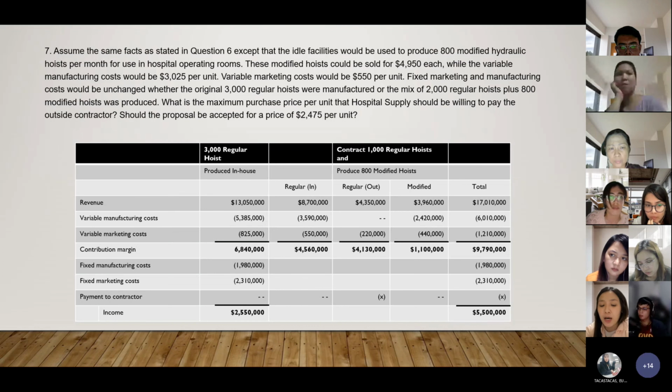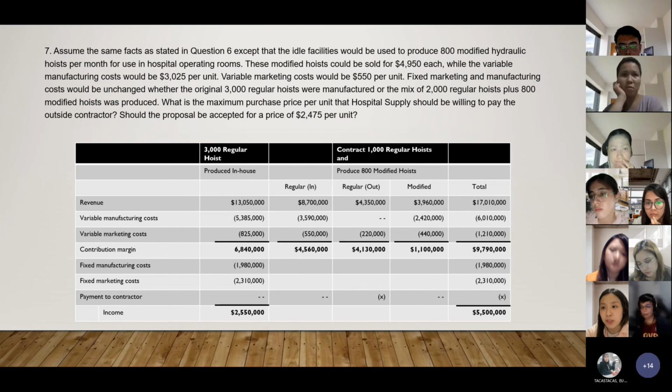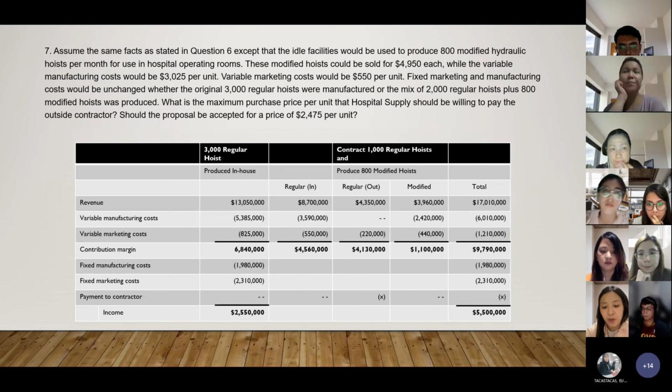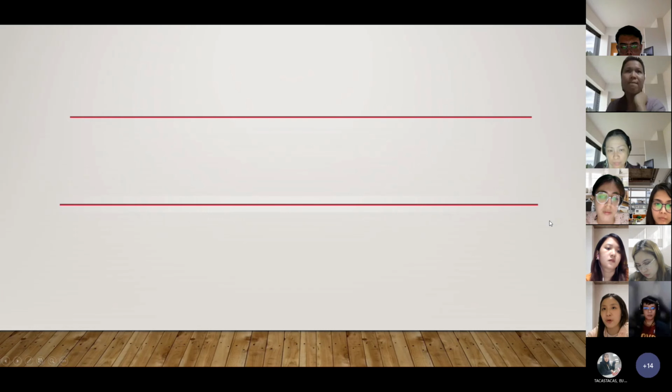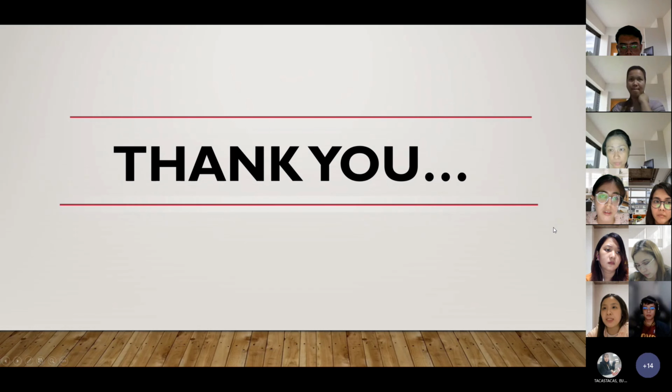The proposal of 2,475 per unit should be accepted since it is below the maximum acceptable payment, which is 2,950. As shown in the analysis, with outsourcing income would be 5,500,000, which without outsourcing is 2,550,000. Therefore, the maximum payment is 2,950 per unit. So that ends the report for problem 16-1.